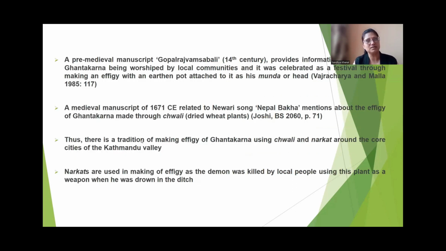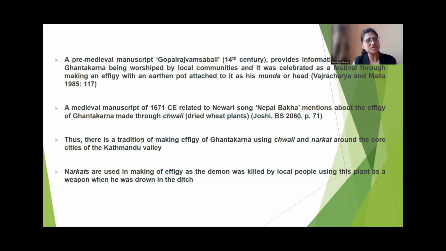But these are only the few stone sculptures found, which are just so-called Ghantakarnas, but there is a different tradition of making the effigy of Ghantakarna, which is unique in Kathmandu Valley, which I'm going to discuss now. A few of the manuscripts found in Kathmandu Valley have described how to make the effigy of Ghantakarna and how it should be worshipped. So there is a pre-medieval manuscript known as Gopal Raj Vamshavali. It belongs to the 14th century.